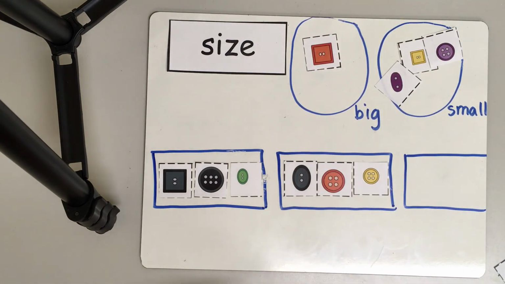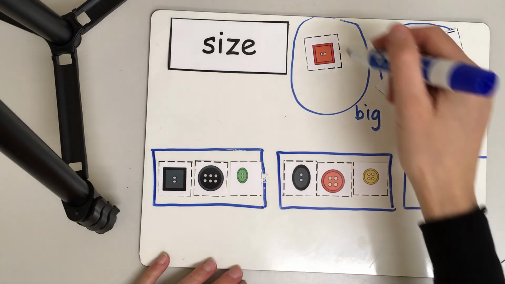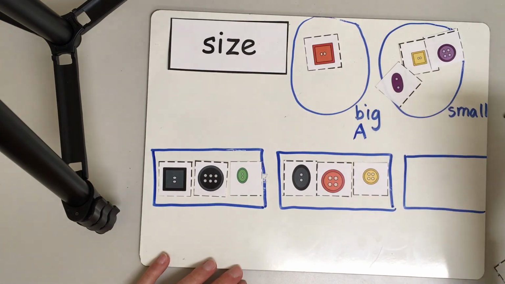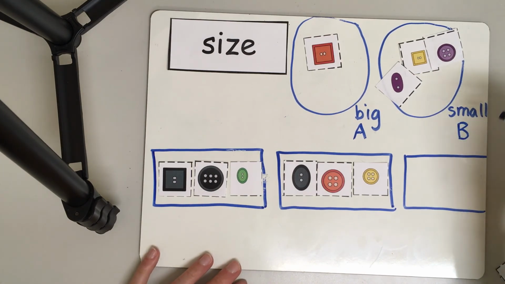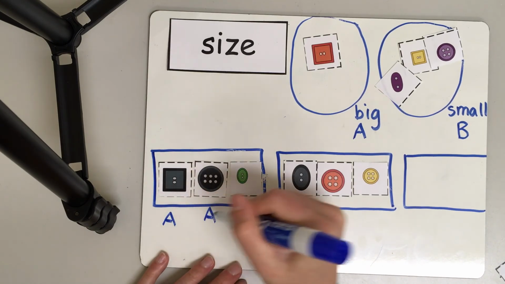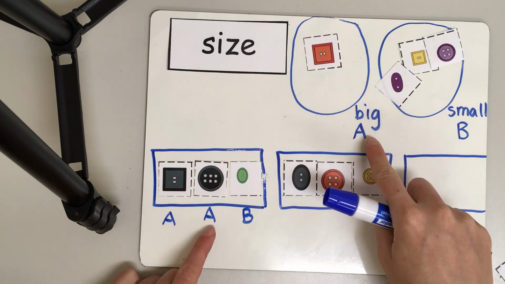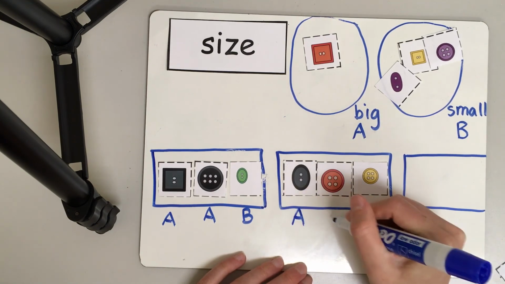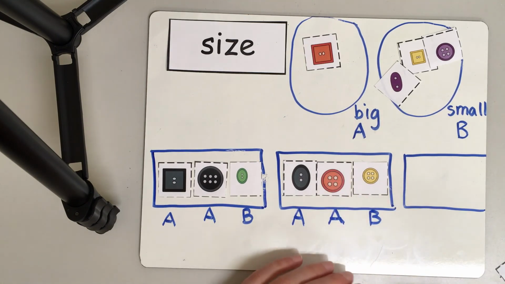The final step to creating my pattern is labeling it so that everyone knows the pattern rule. All of the buttons that came from the big group, they can be called A. All of the buttons that came from the small group can be called B. That means my pattern rule is A, A, B, because I had a big button, another big button, then a small one. I'll repeat my pattern rule. A, A, B. These letters act as a code.